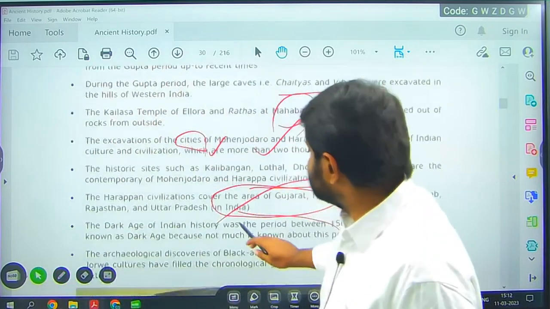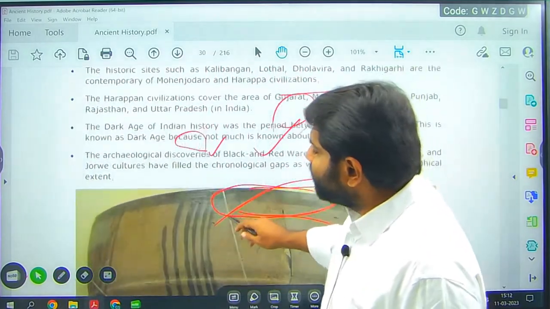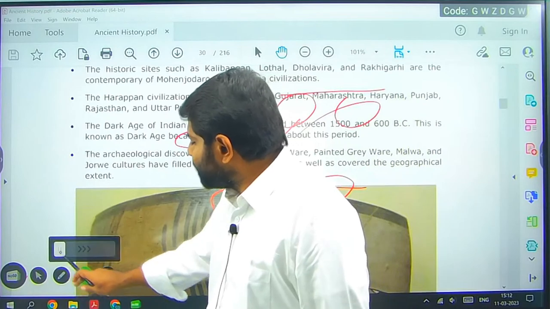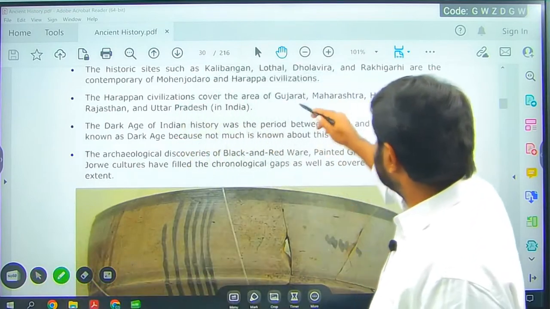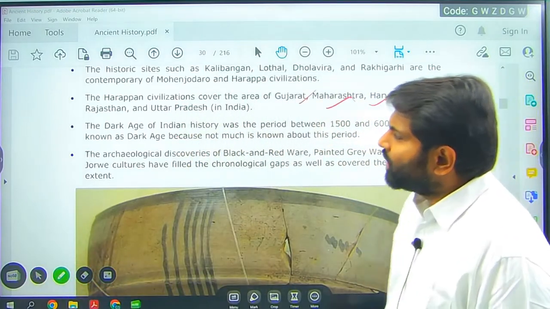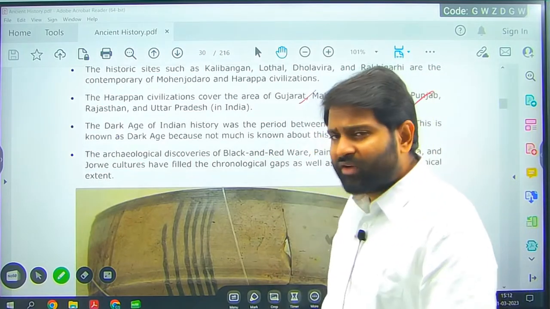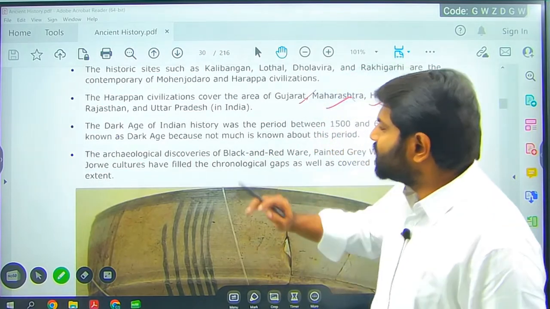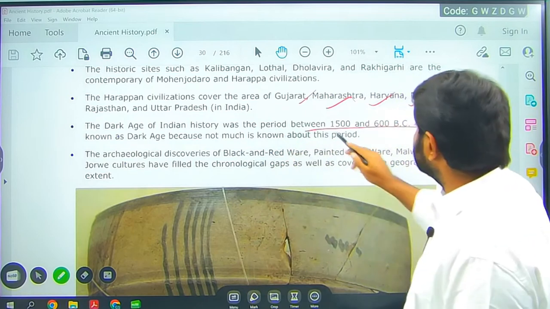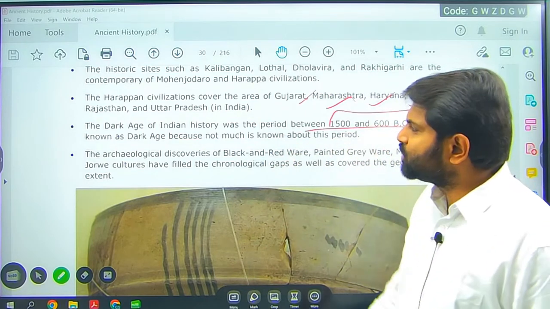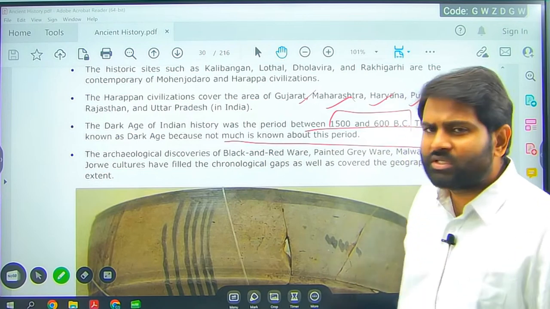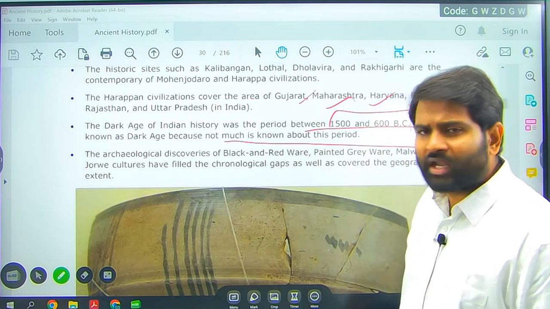There are many excavations which came here. If you try to compare where these are in the present day timeline, these are in Gujarat, these are in Maharashtra, these are in Haryana, Punjab, Rajasthan, Uttar Pradesh, in India. Apart from that, we have many places in Pakistan. The Dark Age of Indian history was the period between 1500 to 600 BC. This is known as the Dark Age because not much is known about this particular timeline.